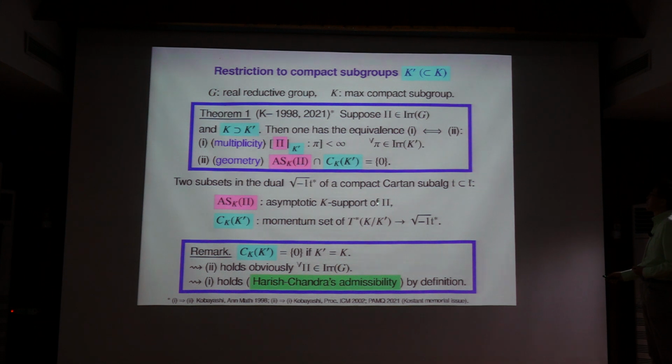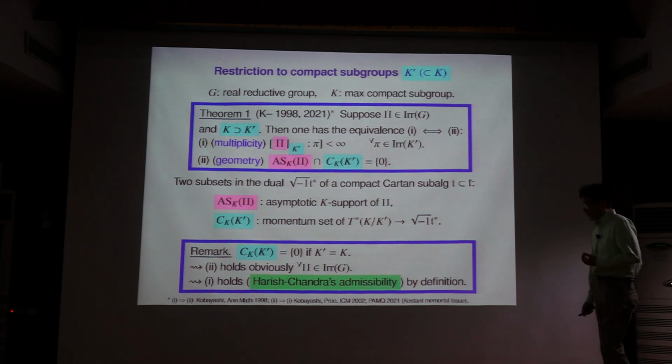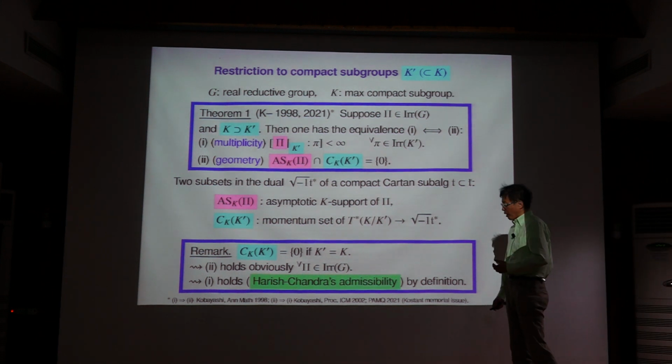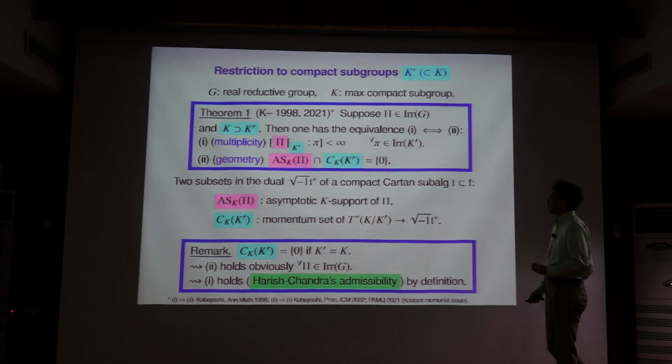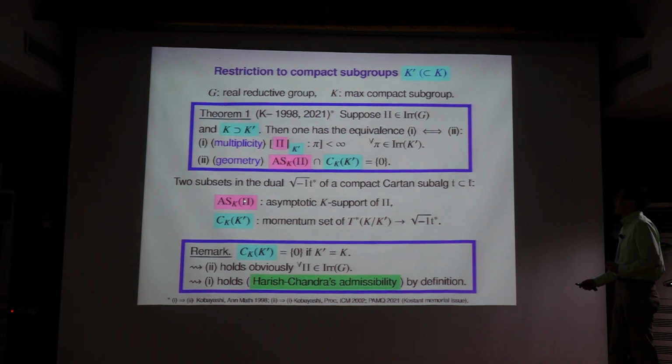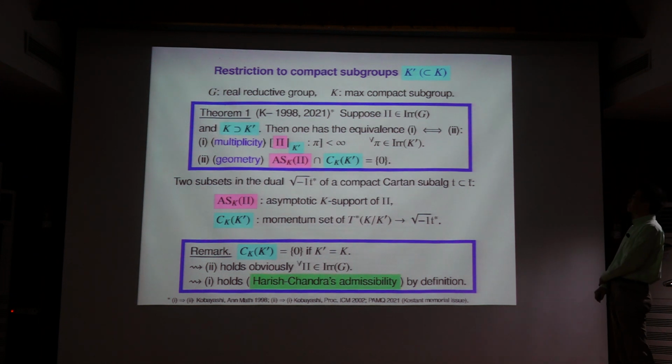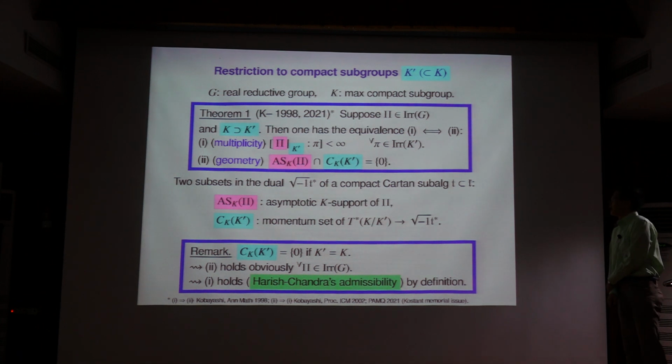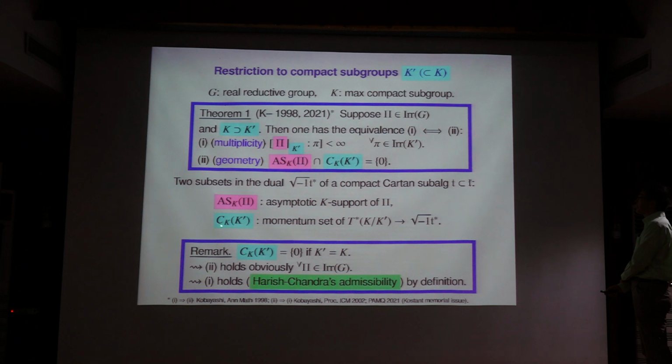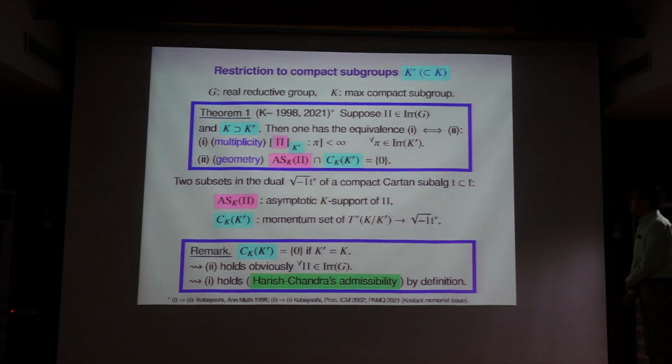an asymptotic K support. So this is defined by the asymptotic cone of all the highest weights of K types that appear in pi. And then there are only finitely many possibilities of the asymptotic K support for admissible representation pi. So this is a closed cone defined by representations. And the second one is a closed cone defined in the same space, but defined by subgroup K prime.